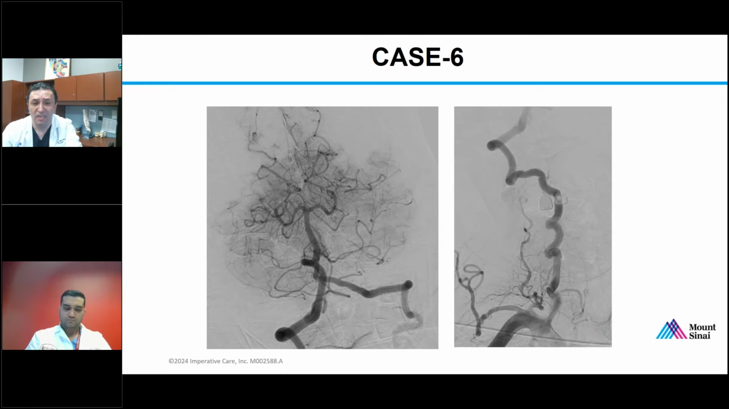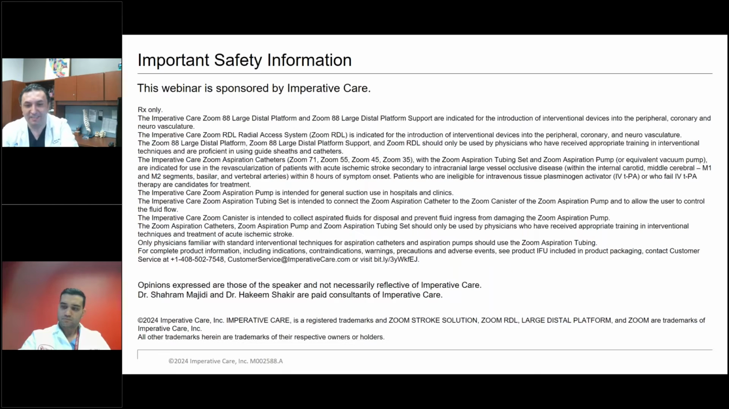And again, in some scenarios, if you have to do subsequent passes in cases like this, having the large bore guide catheter all the way in the V4 segment will eliminate the need to cross this difficult anatomy for every pass if required. I think I will try to stop here, and Dr.